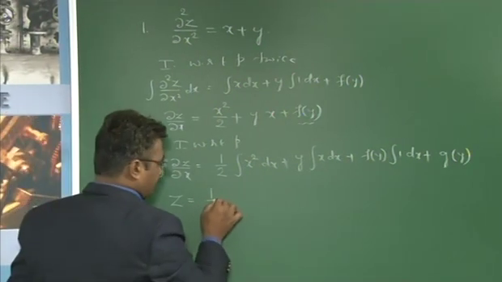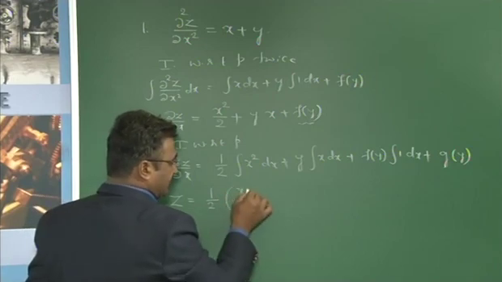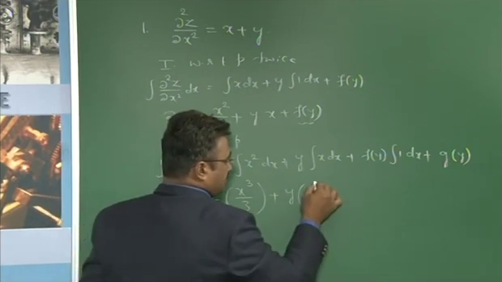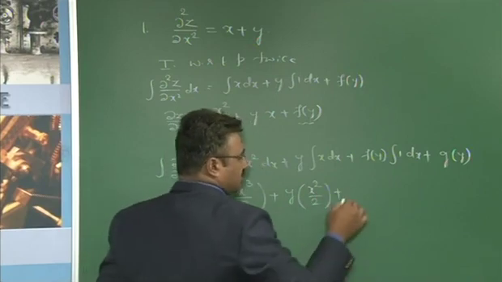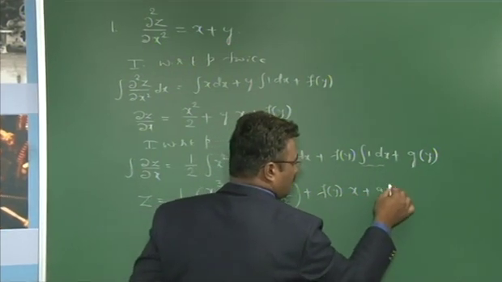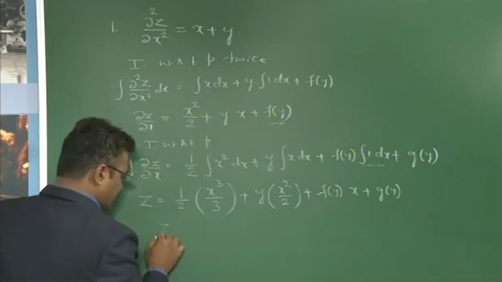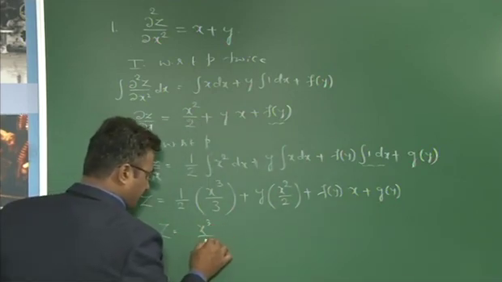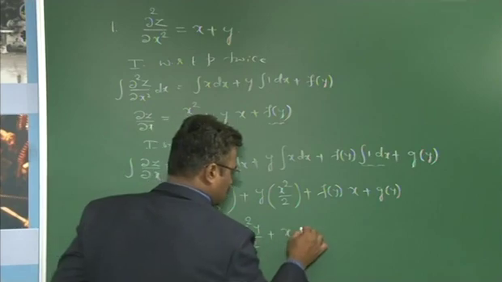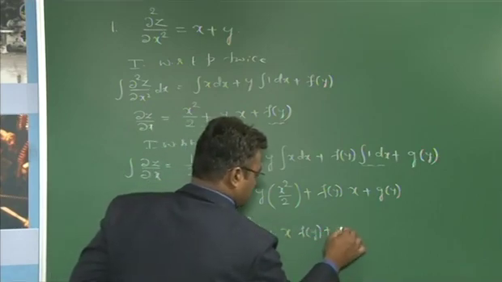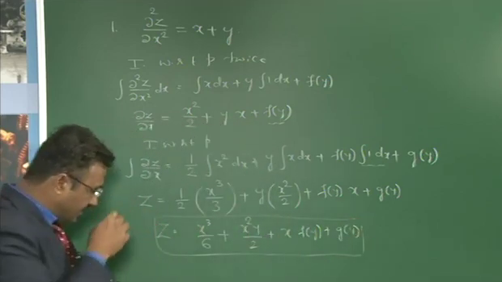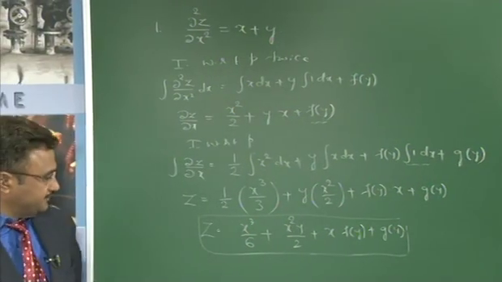The integration of x squared with respect to x gives x power 3 by 3, plus y times the integration of x, which is x squared by 2, plus f of y is a constant, so the integration of 1 with respect to x gives x, plus g of y is a constant. So finally, we get z equals x power 3 by 6 plus x squared y by 2 plus x f of y plus g of y. This is the required solution for the dependent variable z by the direct integration method.